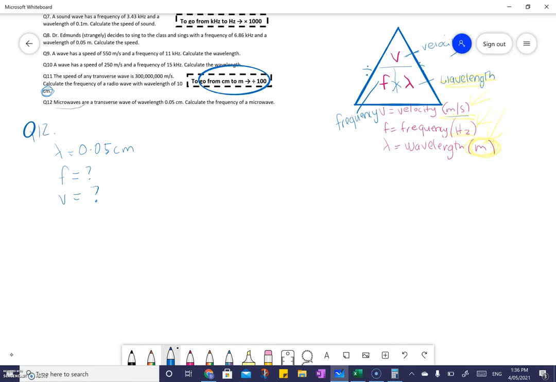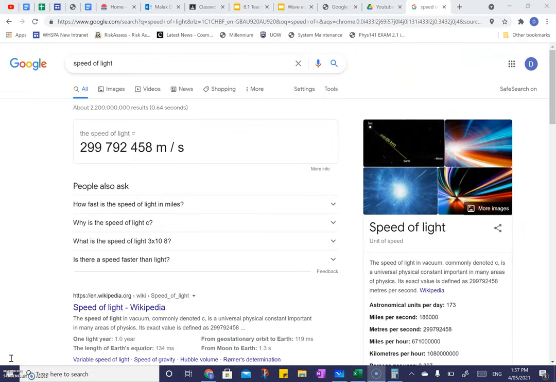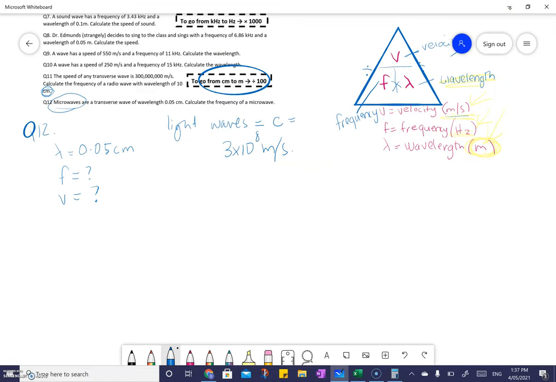It's assuming that you know that microwaves are a type of light waves, and all light waves travel at the same speed, which is called C, which is 3 times 10 to the 8 meters per second. Okay, I'm just going to double check that. Yep, we have good old Google saying that light is 2.99 times 10 to the 8 meters per second. So, therefore, we put that in for velocity. I'm just going to round it off because you don't need to worry about being super precise. 3 times 10 to the 8 meters per second.